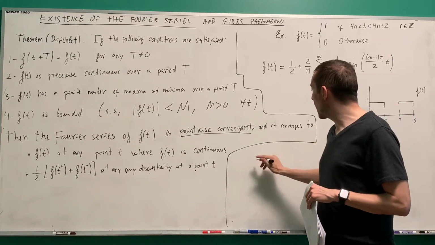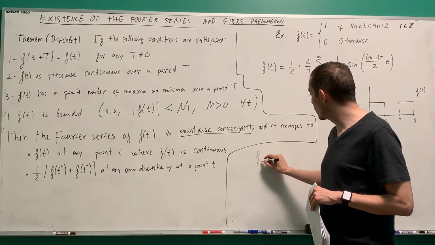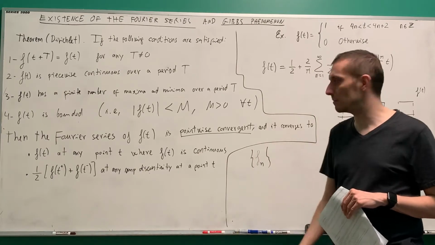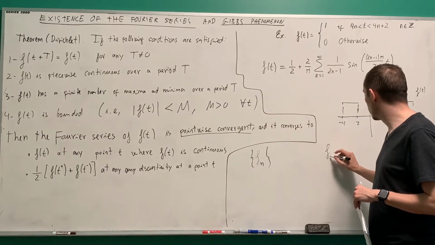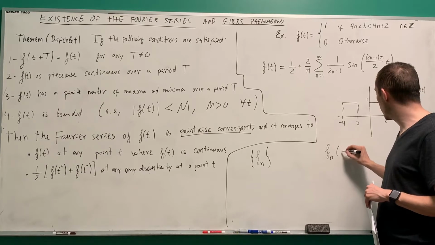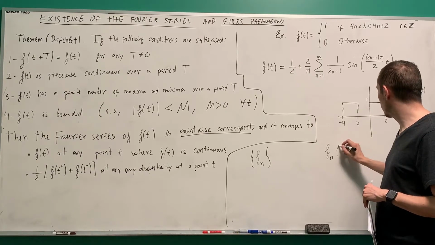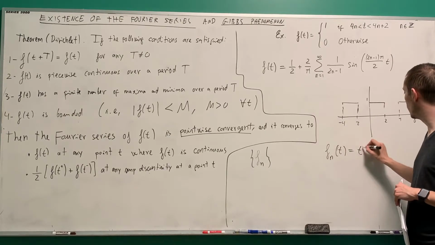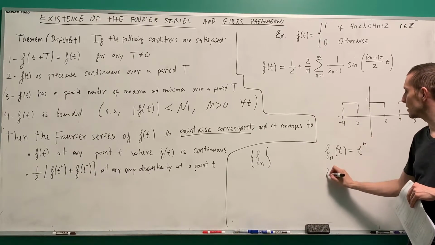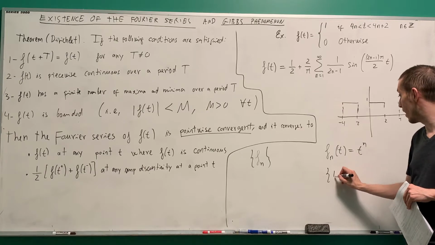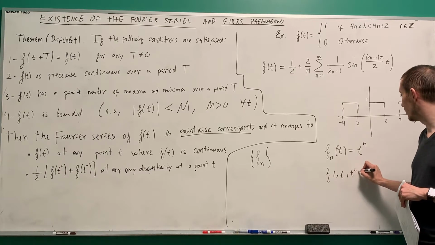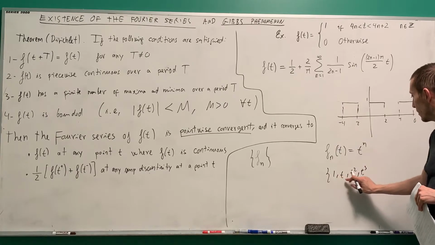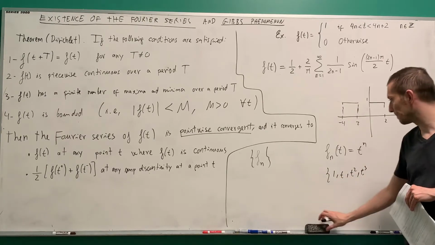So, if I have a sequence of functions f_n, so this is a sequence of functions. Remember, for example, we've seen already that when we define f_n(t) for example equal to t to the n. Well, that's a sequence of functions, and the elements of the sequence are 1, t, t squared, t cubed, right? Different values of n equals 0, 1, 2, 3, okay?